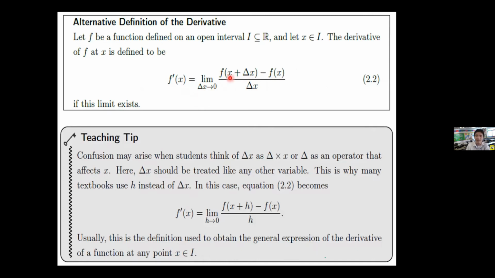This delta x is used in higher mathematics. So, so you do not get confused, just consider delta x as a new letter, a new variable. So, to avoid confusion, let us replace it with another letter. So our alternative is that f prime of x is equivalent to the limit of f of x plus h minus f of x over h as h approaches 0. Delta x is just replaced by the letter h. Again, this is an alternative definition.